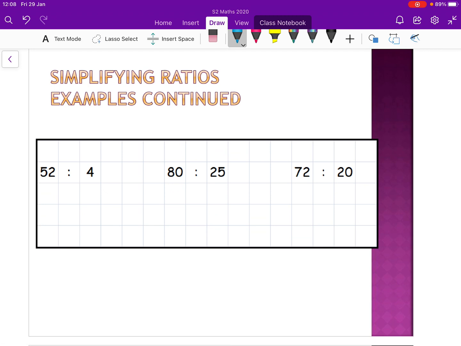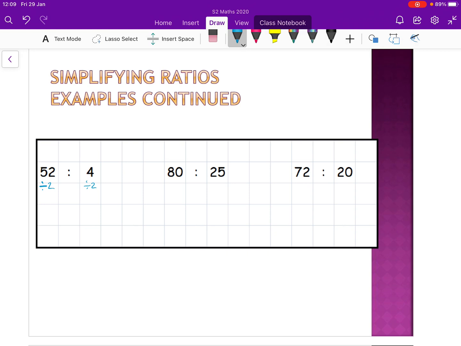Okay, here is some more that I want us to have a go at. So I've got 52 and 4. So I need to think, what is the biggest number I can divide both 52 and 4 by? Hopefully some people have it, okay? But 52 actually isn't in the times tables. It's a little bit too high for the times tables that we're thinking of here. So if you're not sure, again, they're both even numbers. So let's divide by 2.